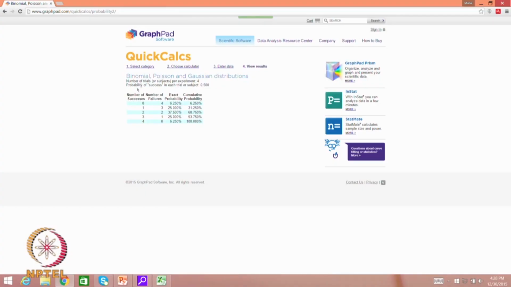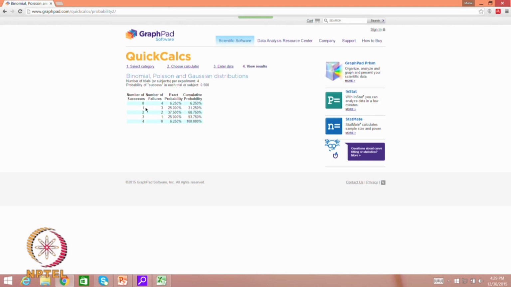There are software packages which may even be freely downloadable, but this is a simple online software where you give the data and it gives you the results. As you can see here in our problem, we are tossing the coin 4 times, and you can get heads or tails with the probability of half. Now out of these 4 times, 0 heads has 6.25% probability.